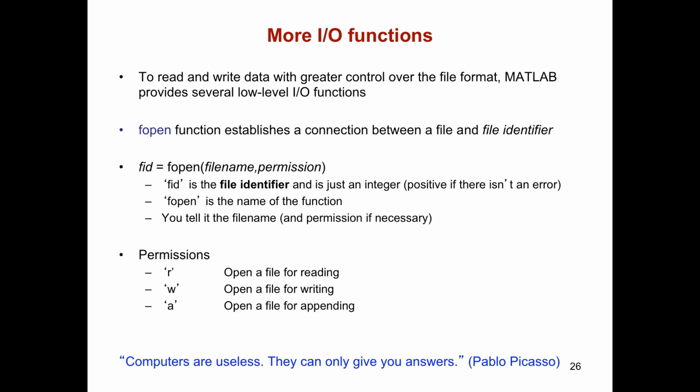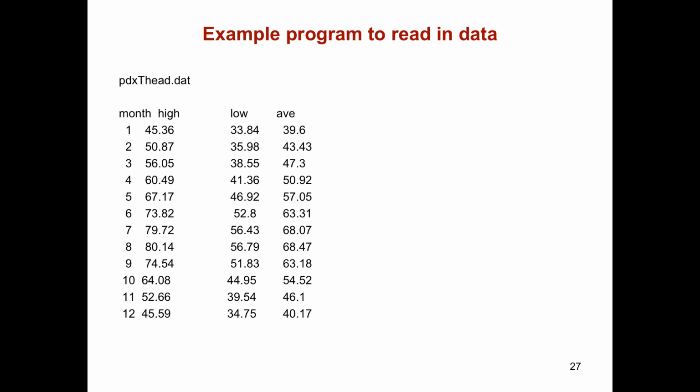So basically, we're going to give it an example. We're going to first say, okay, open this file for reading. And the permissions that you could give are read, write, and append. So you will download a file that needs special manipulation like that. There's a PDX T head, which is temperature head, .dat, and it's shared in the Matlab folder on Canvas for you. So please go download it.